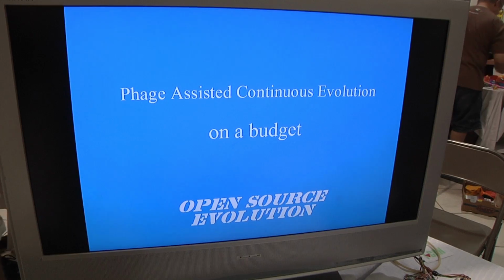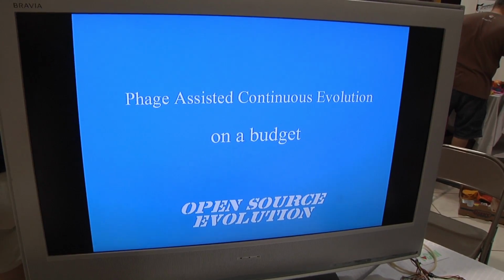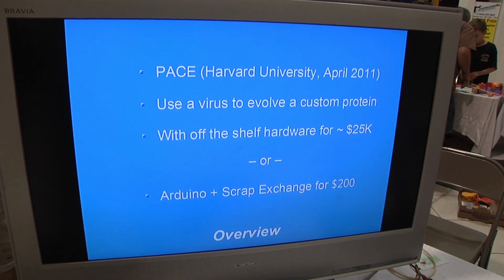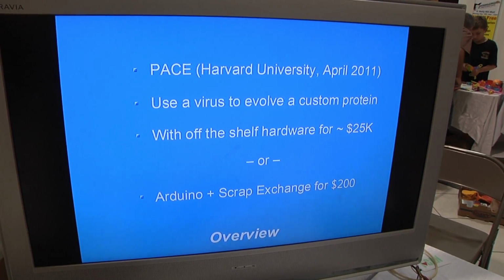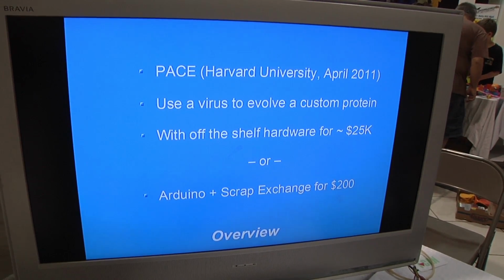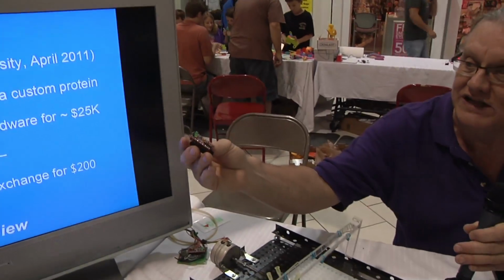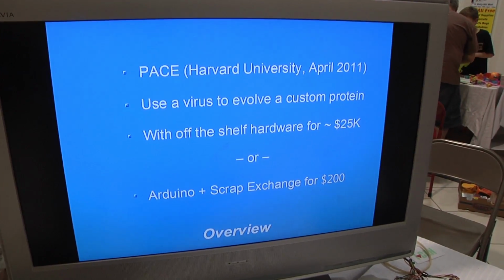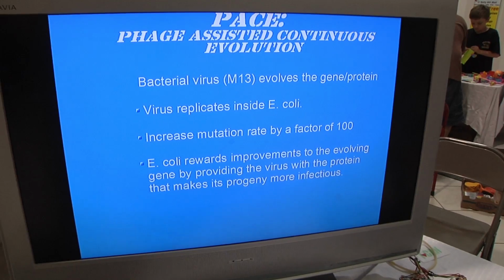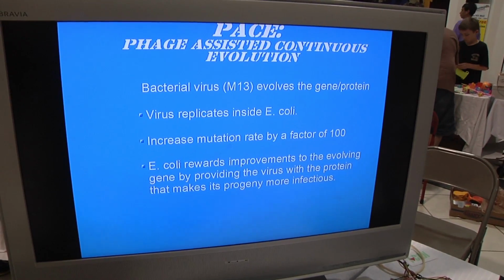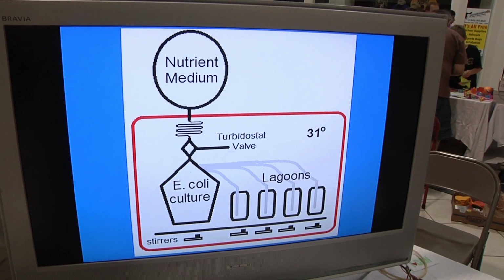My project is phage-assisted continuous evolution on a budget. So the Harvard people describe in a very nice supplement to their paper how you can build this apparatus for about $25,000. And what I'm doing is using the Arduino, for $10, and scrap exchange parts to build a thing for around, now about, $400 is what I'm getting to. So anyway, this is how you put evolution to work here, and I'll show you the apparatus.